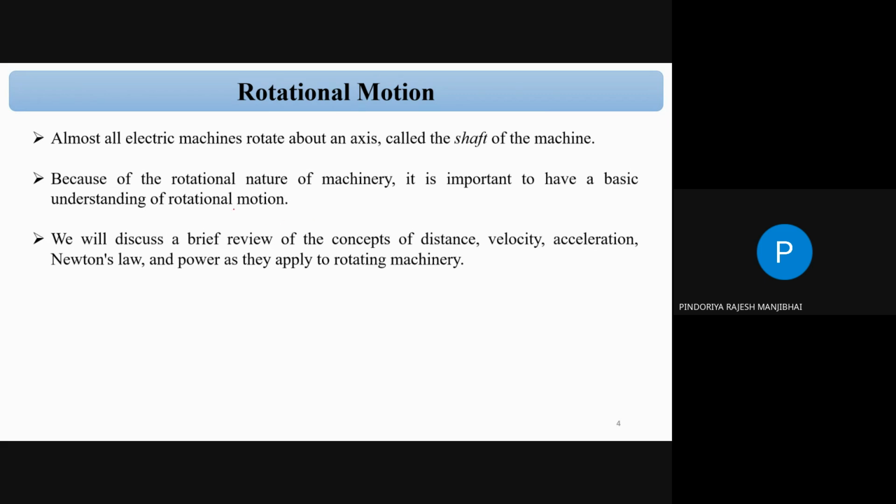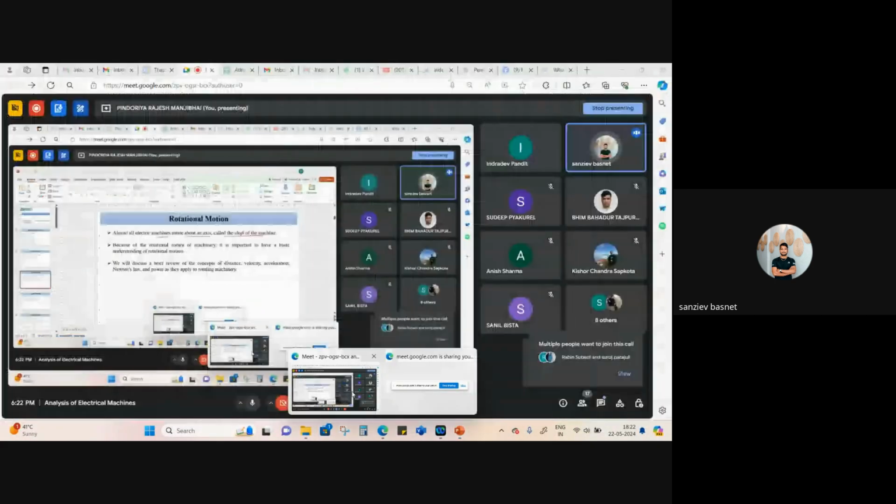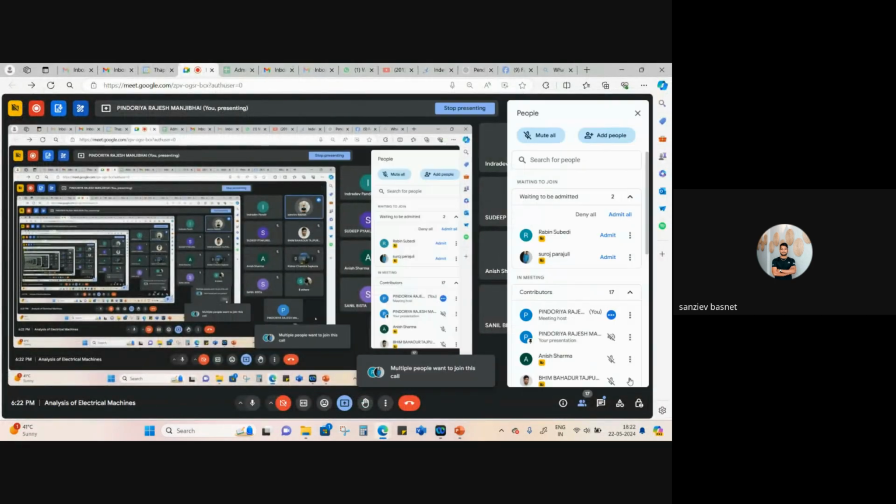Rotational motion. Almost all electric machines rotate about an axis called the shaft of the machine. So how can we define... Someone is trying to join. Just one minute. Someone is requesting, sir. I think he's Robin.